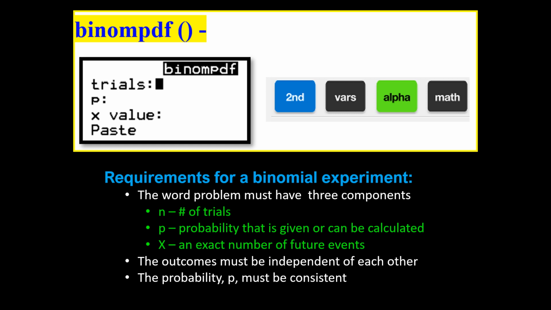In this situation, we need to satisfy the requirements of the binomial experiment. In order to do this, we need a word problem where we see n, the number of trials, p, the probability that is given or can be calculated, and x, an exact number of required future events. Then the outcomes must be independent of each other. The probability must be consistent in the problem.